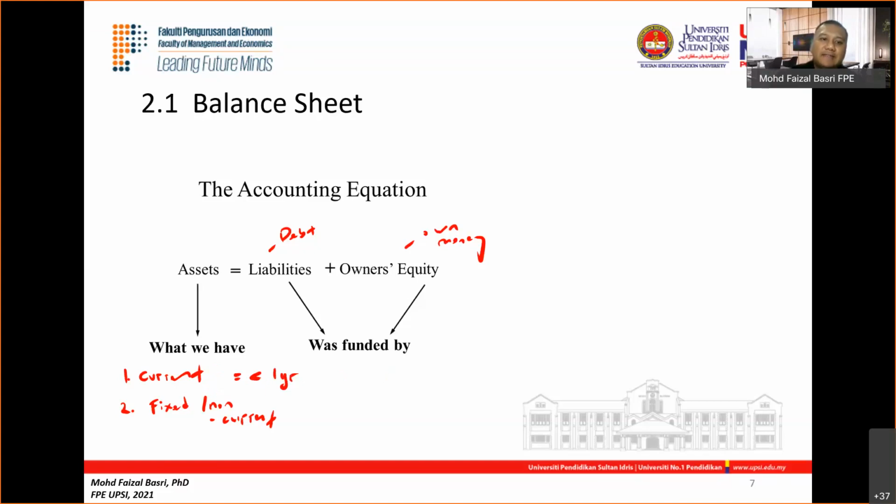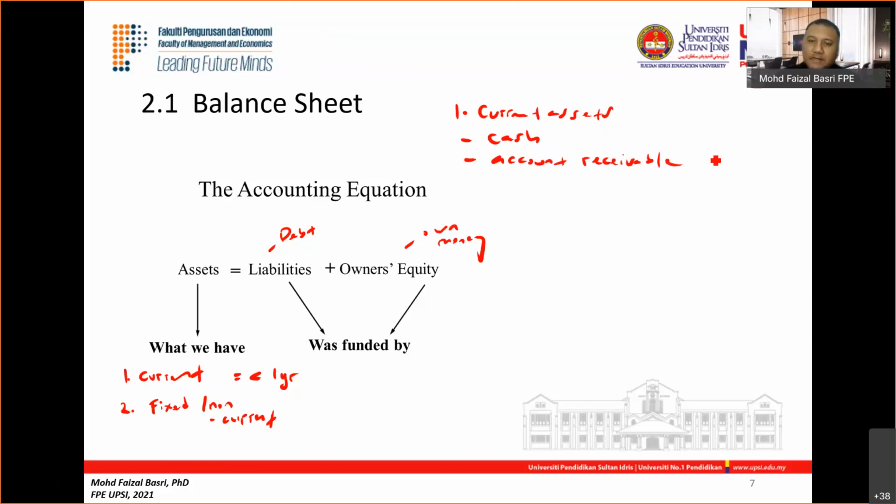So what do we have under current assets specifically? Obviously we have cash. Cash will be parked under current assets, because cash is the most liquid asset that a company can have. Besides cash, we will also have items like account receivable.